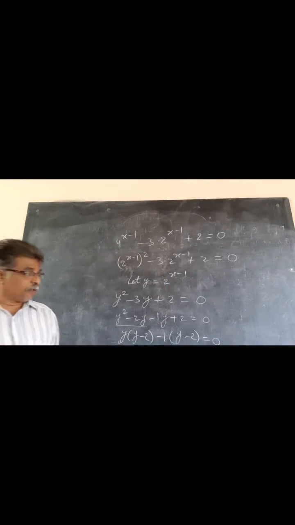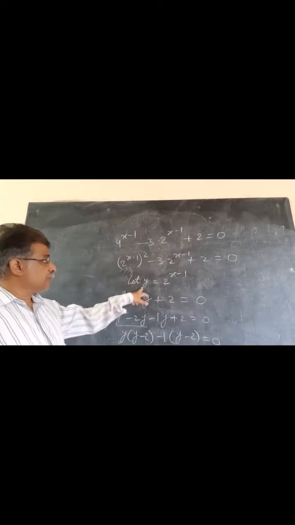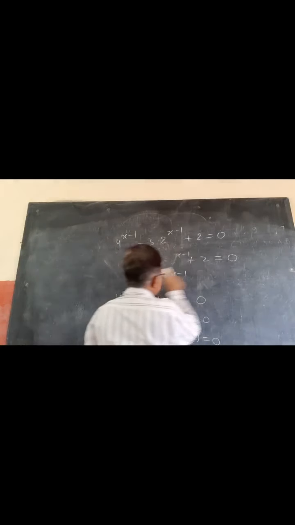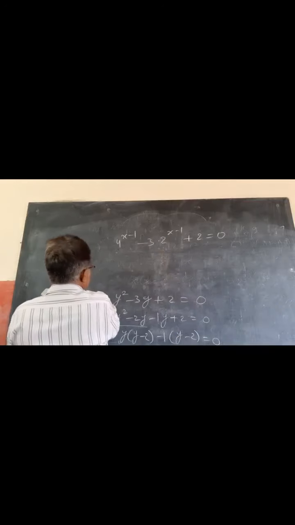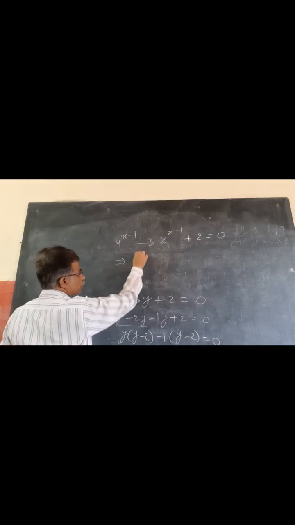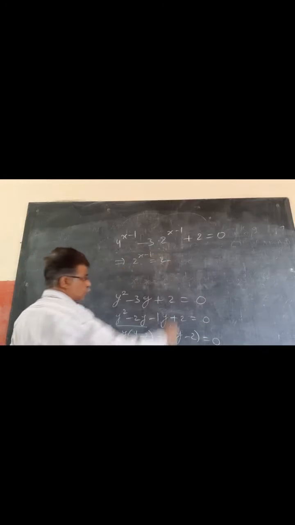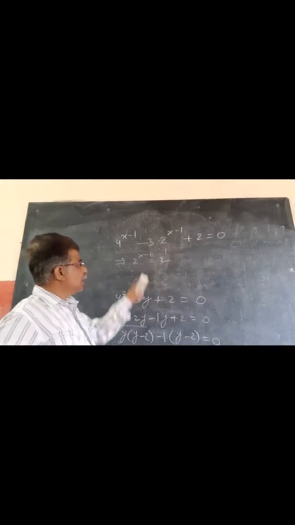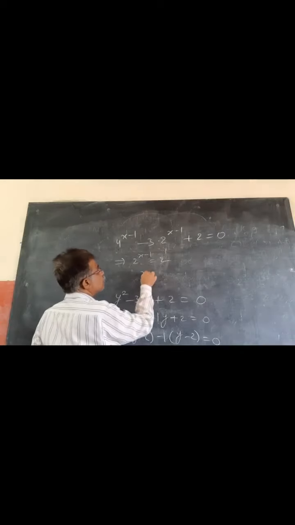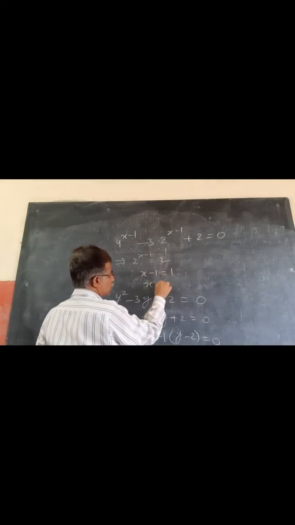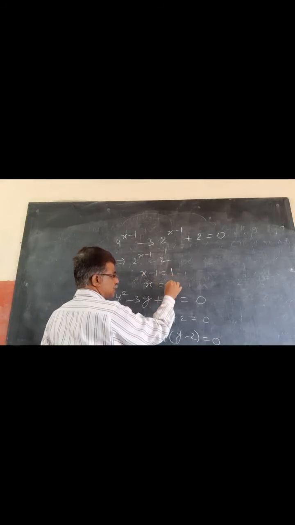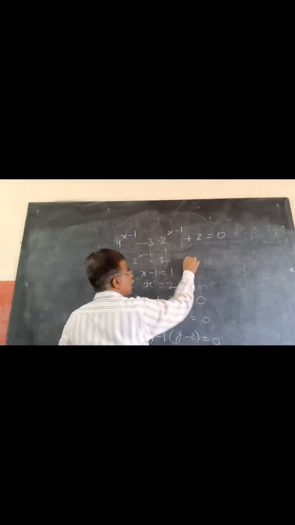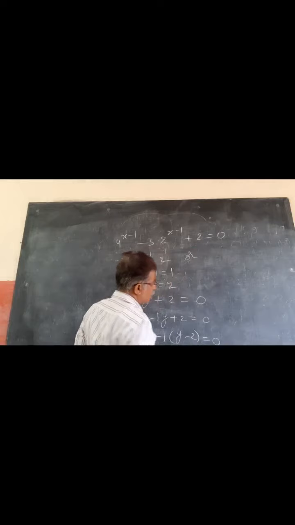So if y = 2, what is y? y = 2^(x−1). So 2^(x−1) = 2. Here if the bases are equal, the powers can be equated. So x − 1 = 1, so x = 1 + 1 = 2, taking −1 to the other side as plus 1. Or, the second value is y = 1.